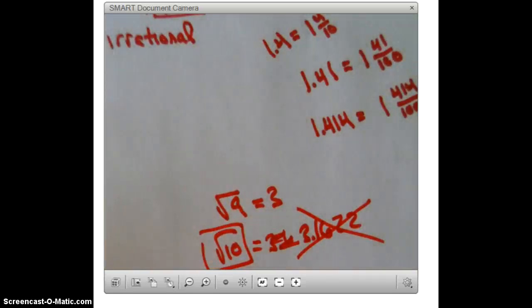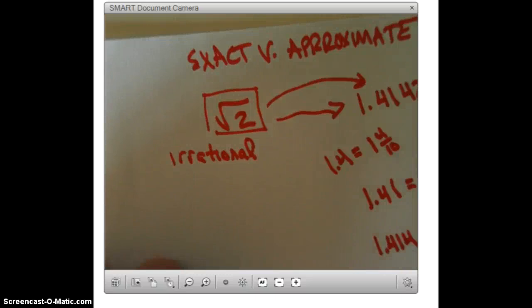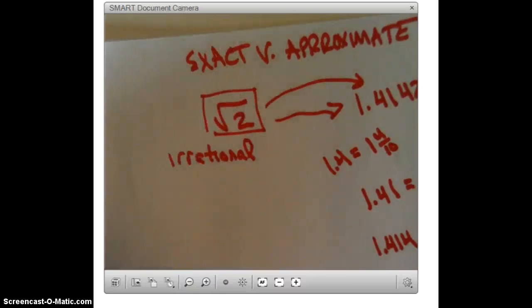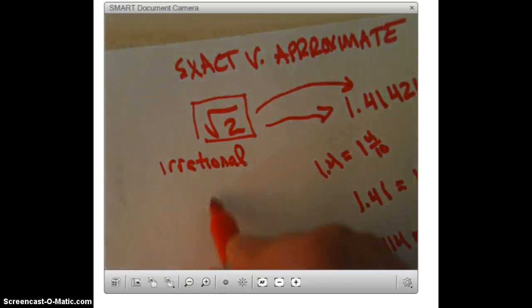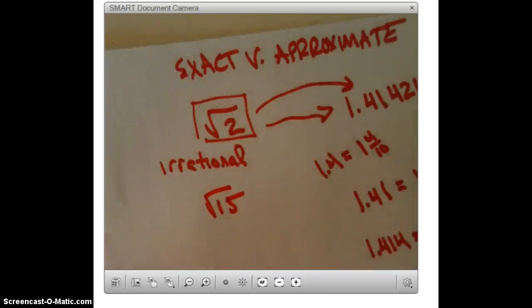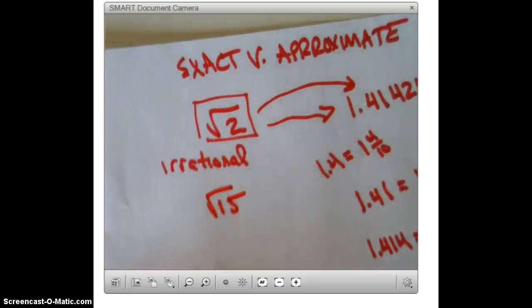So it's just important that you understand the difference between exact and approximate, and it's also important that you understand that a radical that cannot be simplified any further and is not a perfect square, like the square root of 2 or the square root of 15 or anything like that, that is going to be an irrational number.